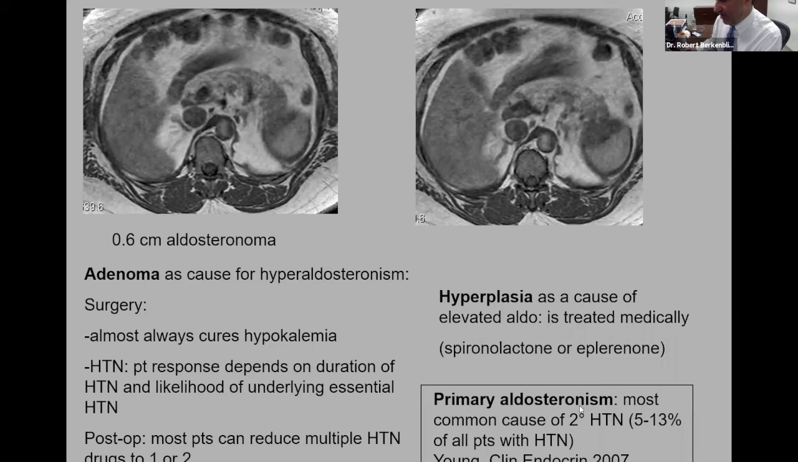And you can see that primary aldosteronism is the most common cause of secondary hypertension. Obviously, primary hypertension or essential hypertension is the most common cause of hypertension, but of those with secondary hypertension, primary aldosteronism is the most common cause.